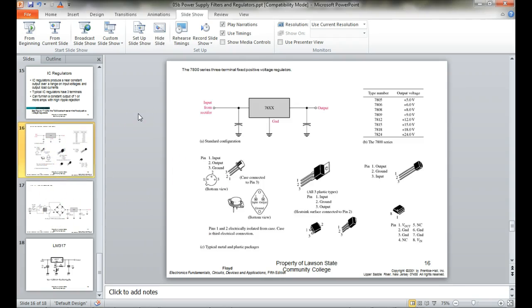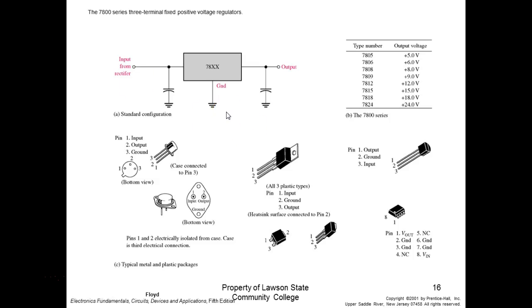So this is a typical 7800 regulator, and what they do is the last numbers indicate what it's going to regulate at. So a 7805 would be a positive 5-volt regulator. A 7812 would be a what? 12-volt regulator. 7815 would be. And all the 7800 series are positive regulators. The 7900 series are negative regulators. So a 7905 would be a negative 5-volt regulator.